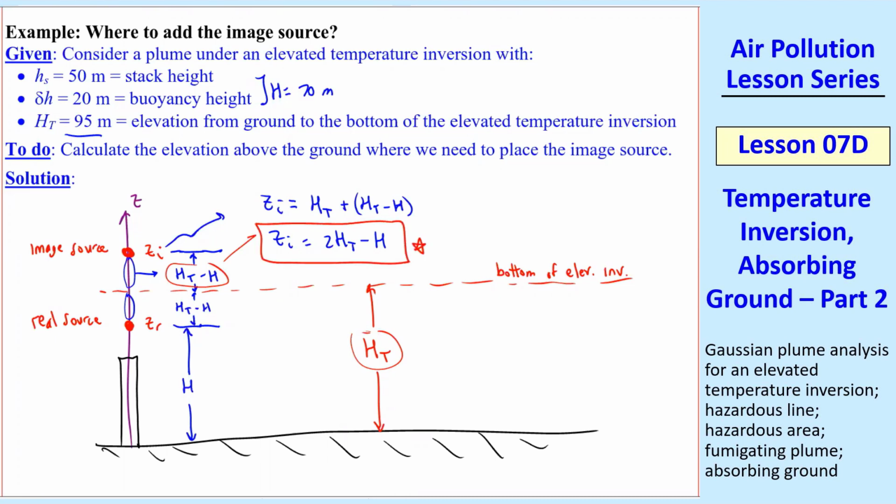So that's our answer in variable form. And then in this particular problem, I gave some numbers. So in this case, ZI or Z image is equal to 2 times 95 meters, minus H, which was 70 meters, and this turns out to be 120 meters. So that's where you would put the image source in this particular problem, and that would give you an exact reflection about the bottom of the elevated temperature inversion, which is exactly what we want. So we can summarize this into an equation.